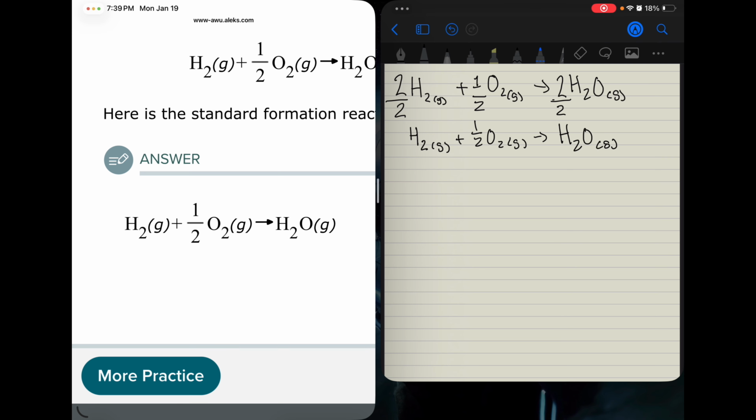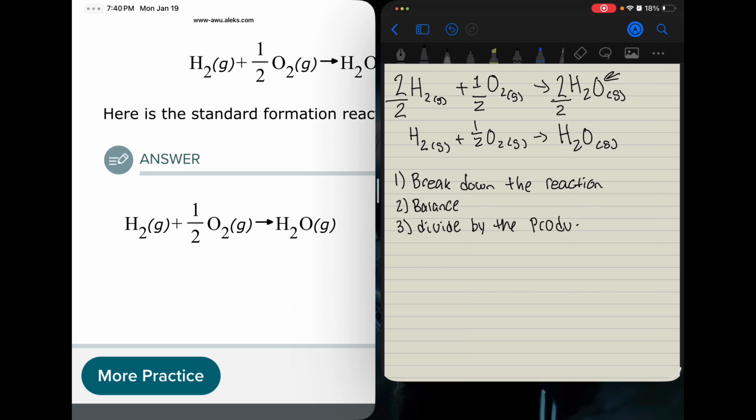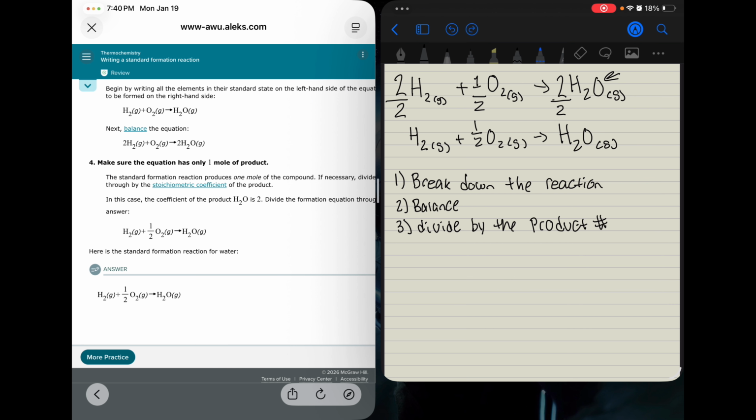So to sum it up, step 1 is break down the reaction. Right? So we broke this down. And then step 2 is balance. Step 3, divide by the product number. So if this were a 1, you divide everything here by 1. Yeah, and that's how you do writing a standard formation reaction.